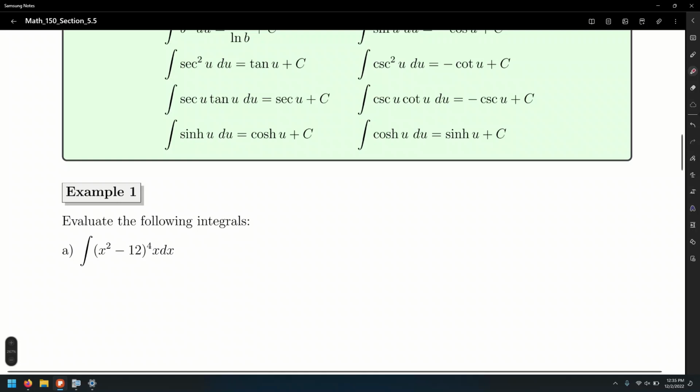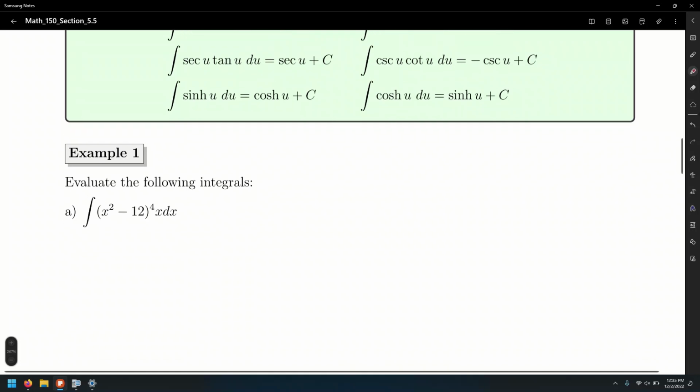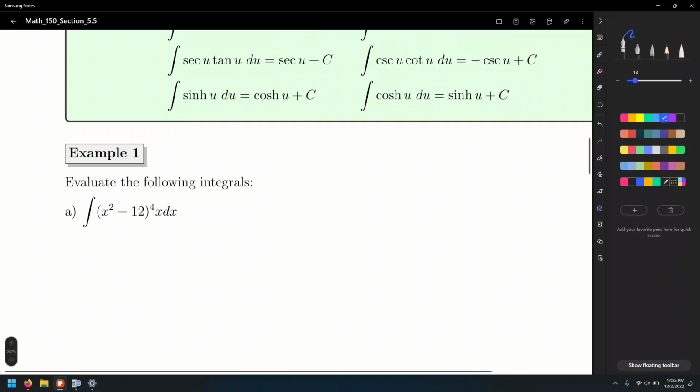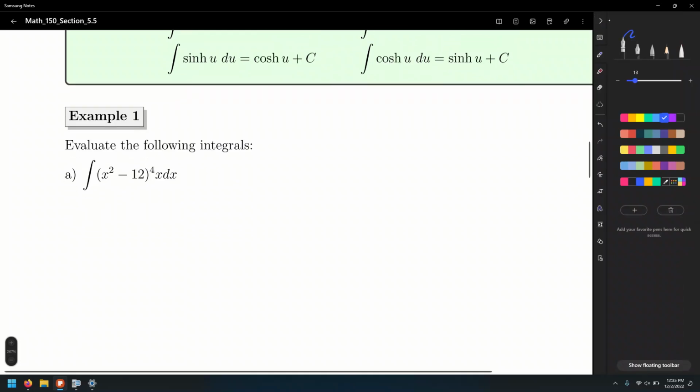And typically, what we do is set u to the most complicated part of the integral. What do I mean by the most complicated? That is the quantity inside of parentheses, the quantity inside of a radical, the quantity in the exponent of an exponential function, or the angle of a trigonometric function. Hopefully you'll recognize this pattern very well soon. All right. So I'm going to do the first method.